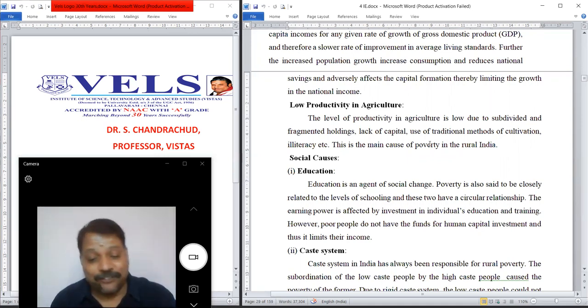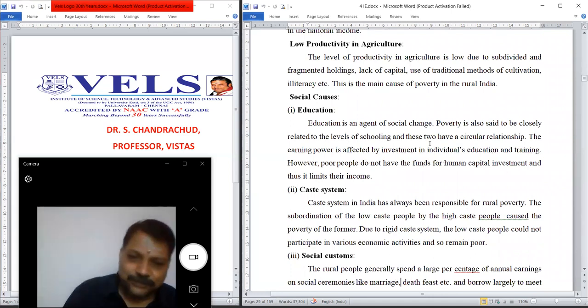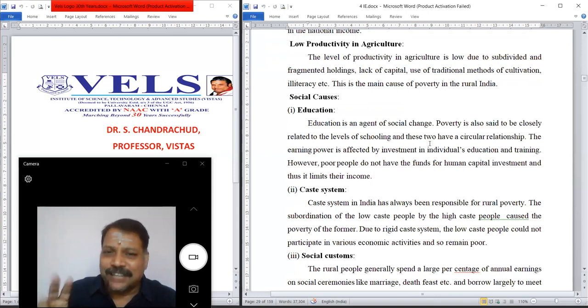One more reason in the context of social well-being is the caste system. The caste system in India has always been responsible for rural poverty. The subordination of low caste people by the high caste people caused poverty in a very bad manner. Due to a rigid caste system, the low caste people could not participate in various economic activities, and so they remained poor. So the social causes started with education and caste system.